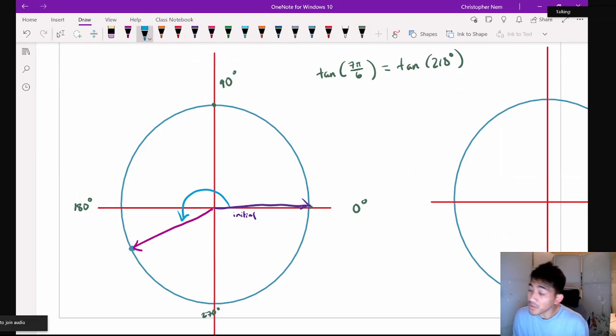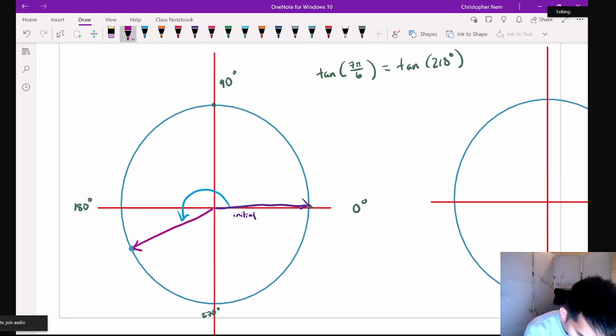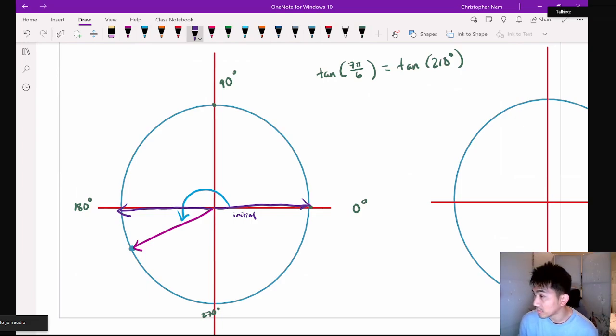So what we're going to do is construct a reference angle or a reference triangle. And how do we construct that? We're going to look at our terminal side, and then we're going to construct a new initial side. The initial side must be on the x-axis. So I'm going to draw a new initial side over here. It has to be on the x-axis. So now I have an idea of what my new angle looks like.